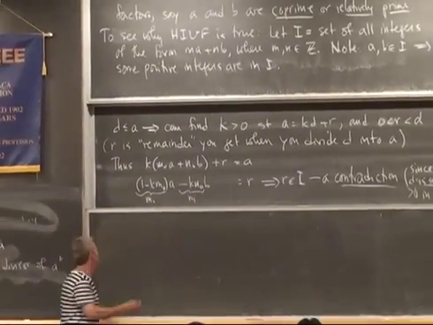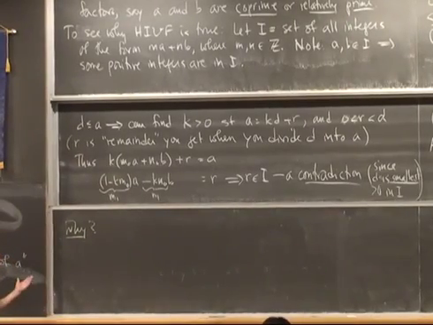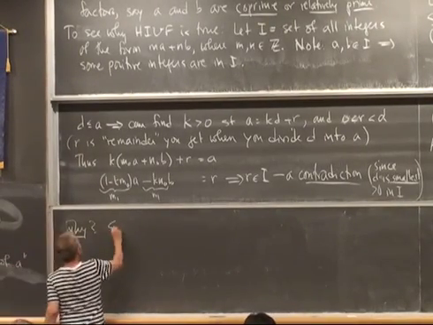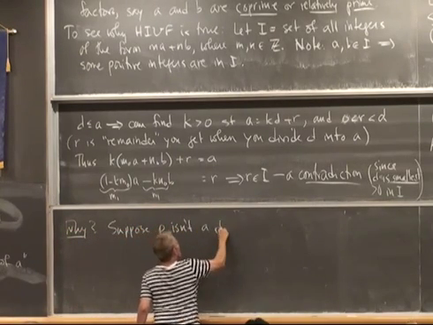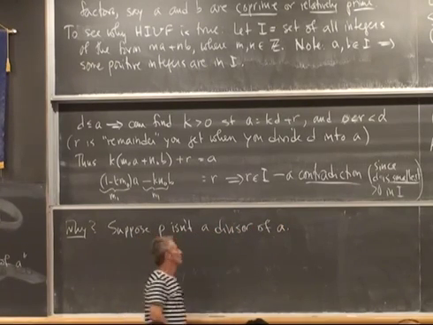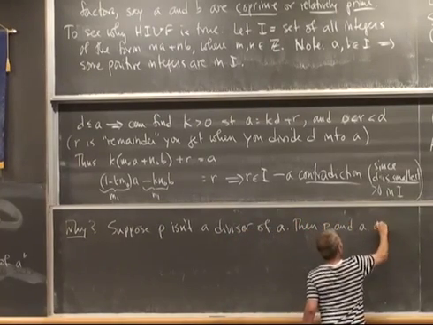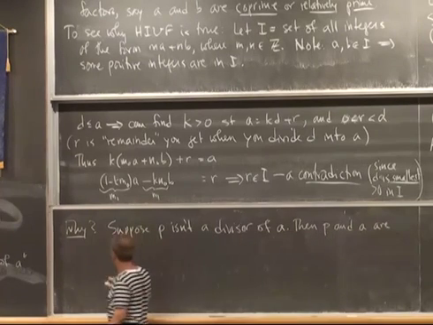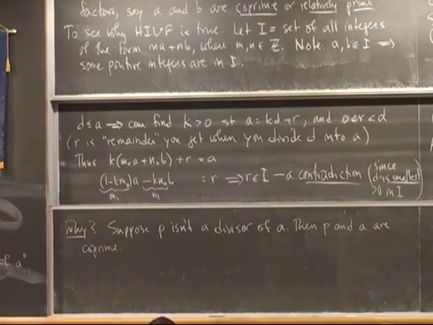Okay, so why? Suppose P doesn't divide A. Then what is true about P and A? P and A are co-prime. They have no divisors in common other than one. How come? Why is it true that if P is not a divisor of A, then P and A have to be co-prime? Does anyone see why that's true?